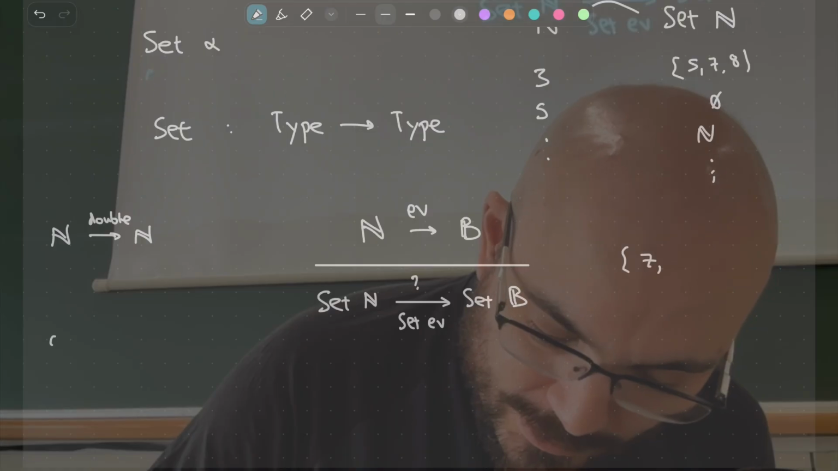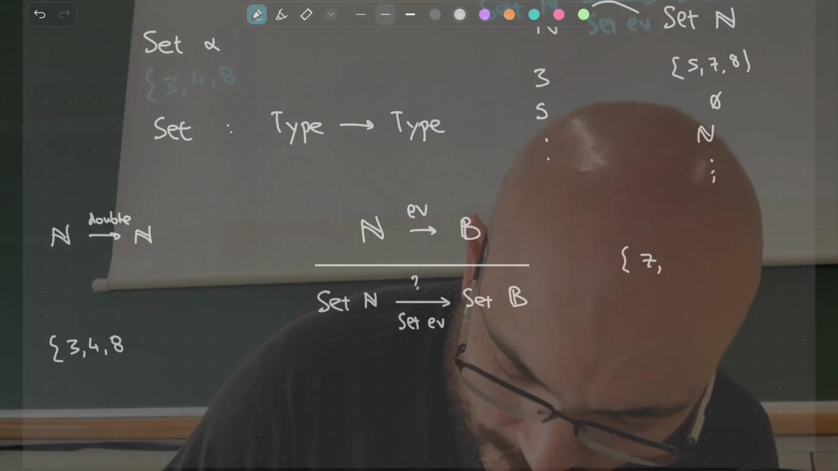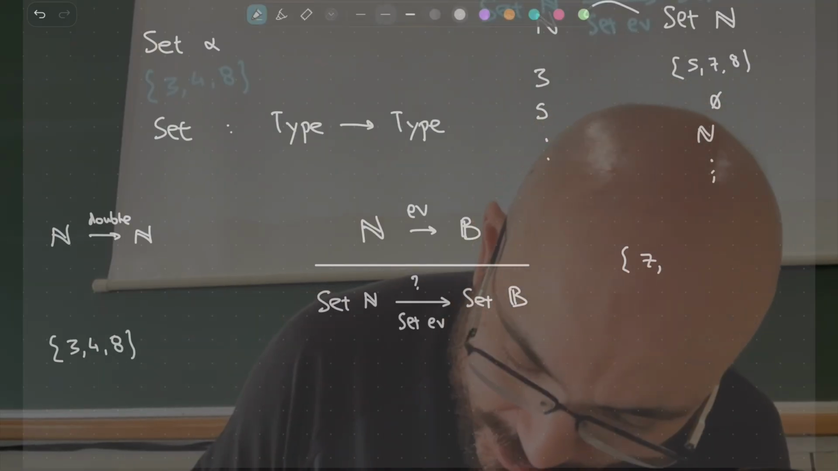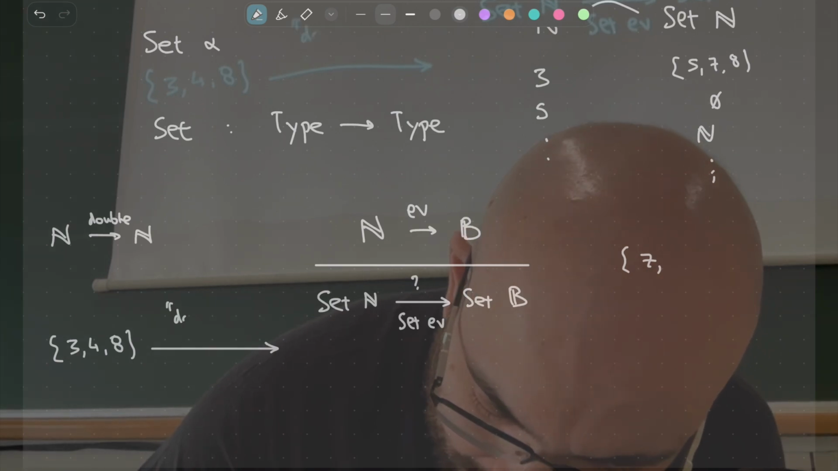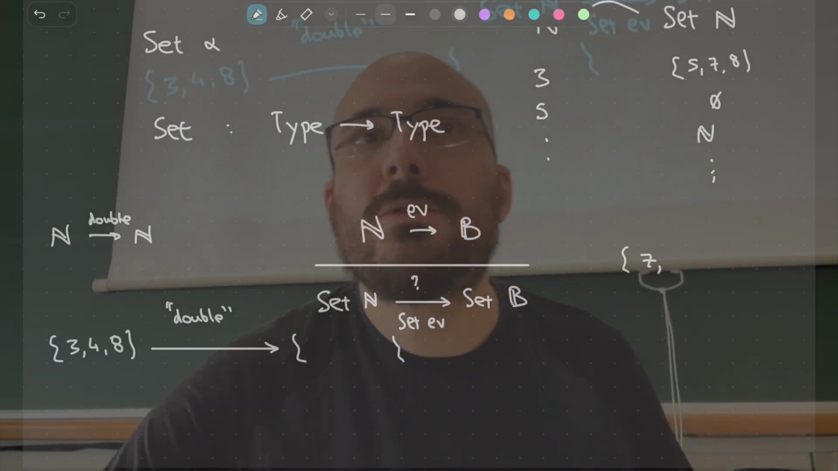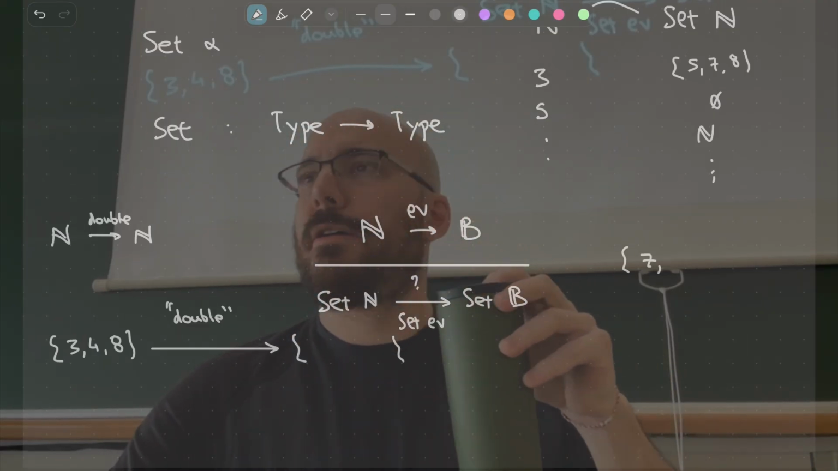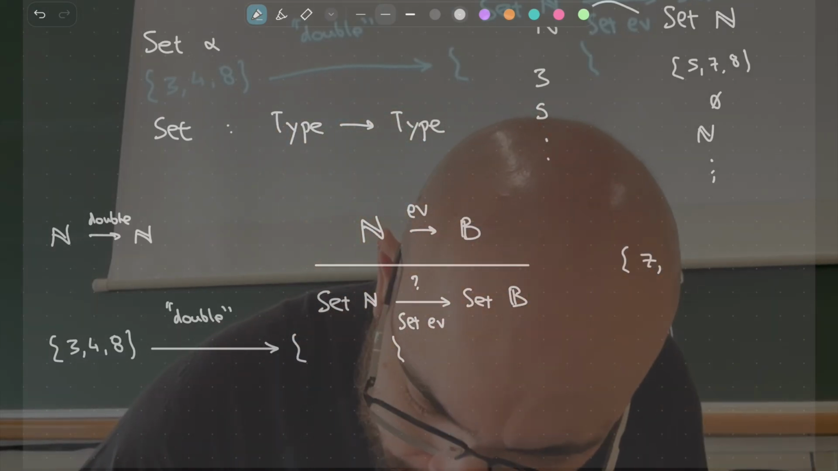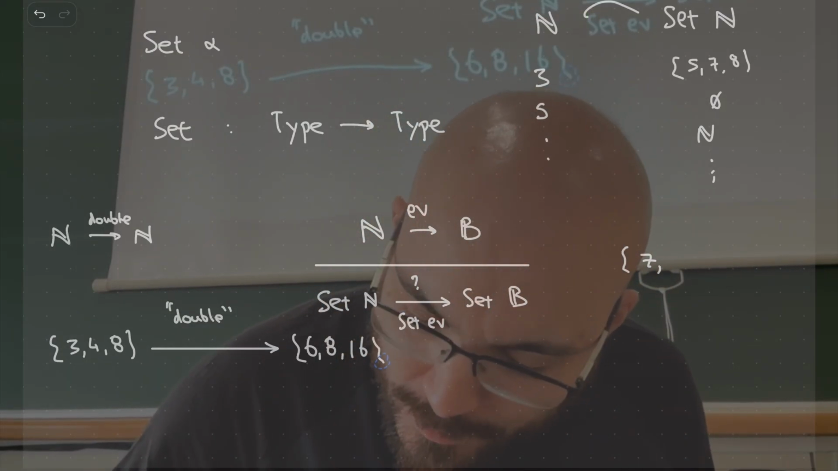So if I take this thing and I apply to it the shifted, as we say, or the elevated version of this double. It's not really double. If I say double, I have a type error. But if I apply it here, what would you think I should get? Yes? Maybe. Yes, 6, 8, 16. It looks like the obvious thing to do.